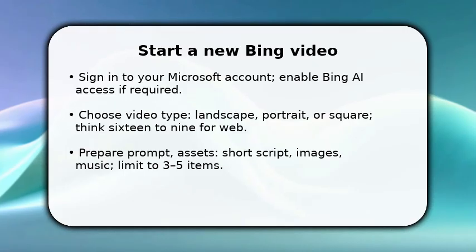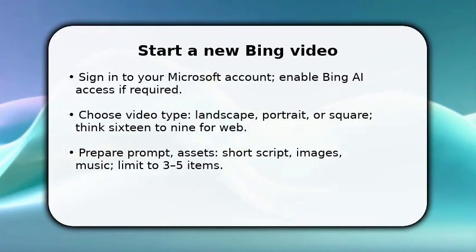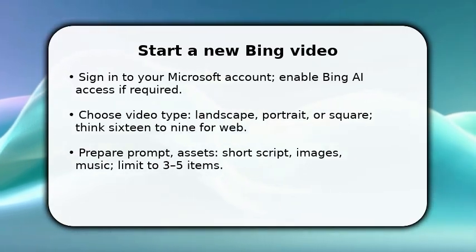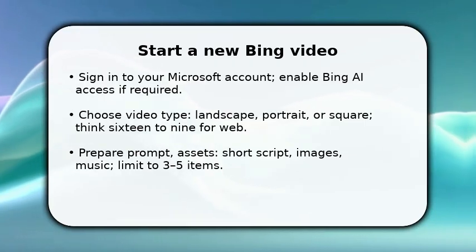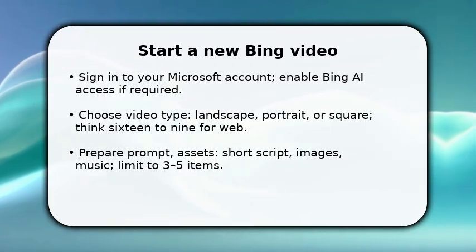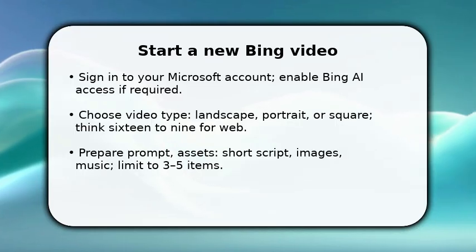You start by opening Bing and selecting the video generator. Sign in so your prompts are saved. Next, pick the format: landscape, portrait, or square. Since aspect ratio affects framing, choose 16:9 for standard web playback.